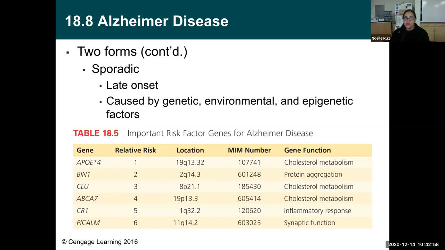The second form is called sporadic. This is late onset. This is 95% of the Alzheimer's cases. And it's caused by all three: genetic, environmental, and epigenetic factors. And then the table, scientists know they can list the genes that are involved in developing Alzheimer's. Now that they know the genes, now they're working on therapies. How can they fix this?